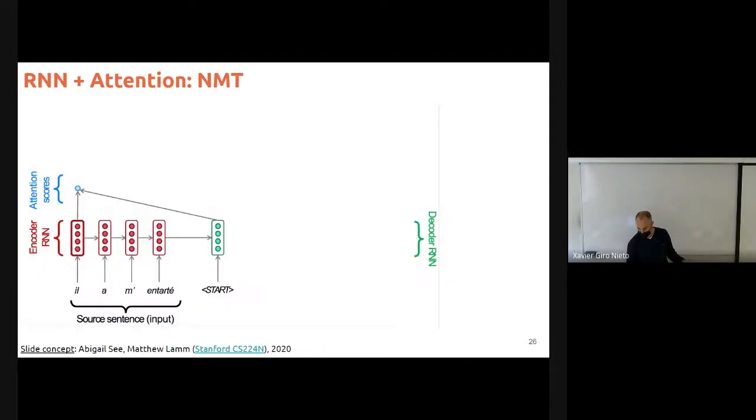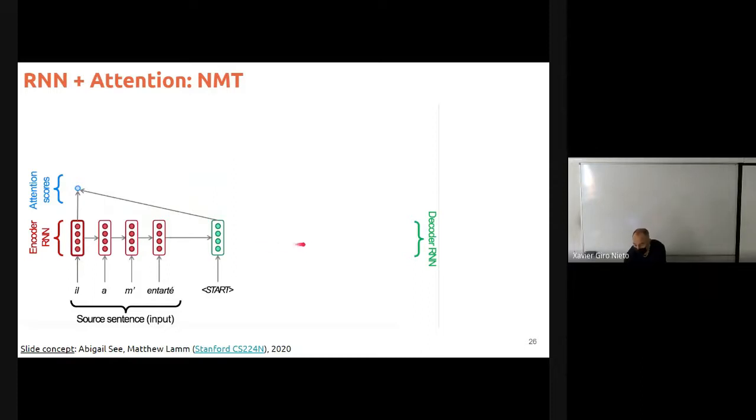Now, what we're going to do is the following. We have keys, which are the states of the encoder, and queries, which are the states of the decoder, and I mentioned that keys and queries are useful to assess similarities. Later I'll give you details on exactly how we assess the similarity. Let's assume that we have some way to assess the similarity of a query and a key.